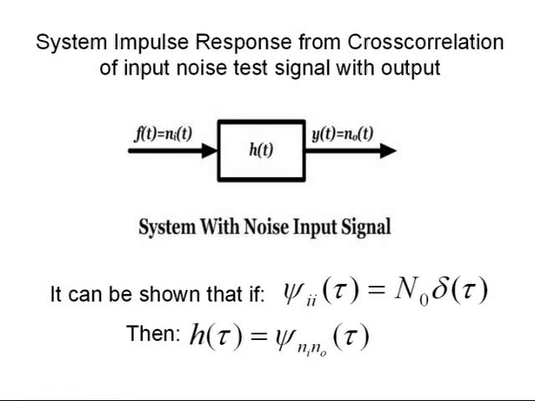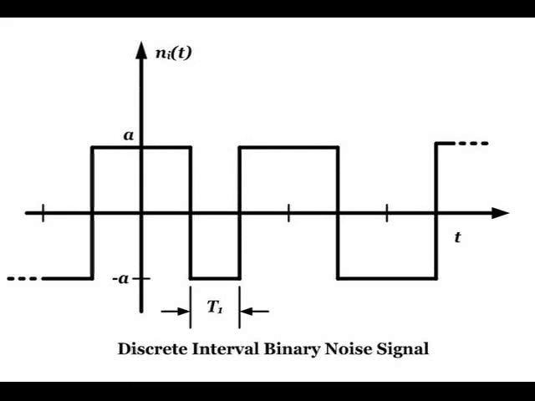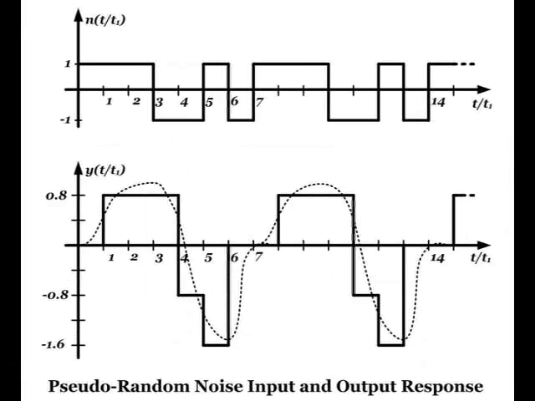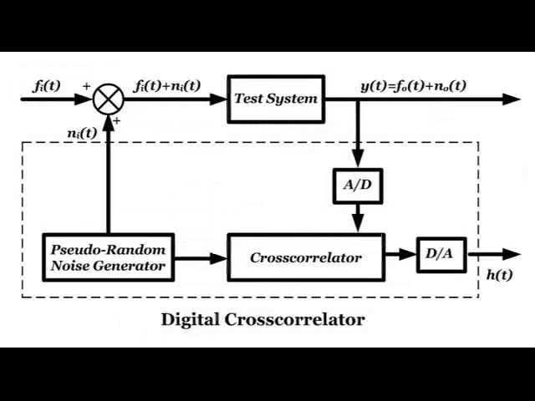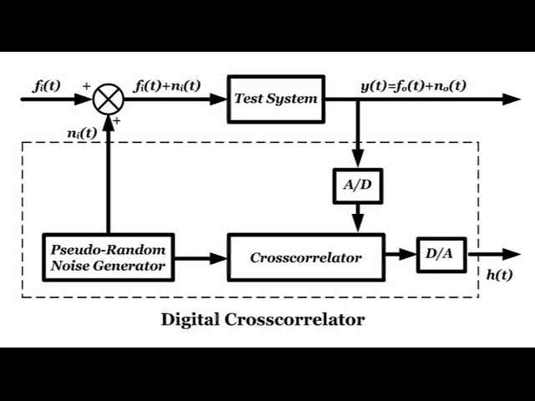It can be shown that the impulse response of a system can be calculated by cross-correlating a random noise input with the resulting output. It can also be shown that discrete interval binary pseudo-random noise can be used as a test signal. Binary pseudo-random noise can be generated from maximum length shift register sequences. It has been demonstrated that by using the deterministic pseudo-random binary noise test signals, a unique simplified cross-correlation algorithm can be used to produce continuous real-time system impulse responses.